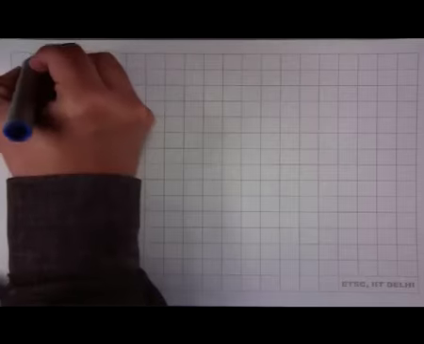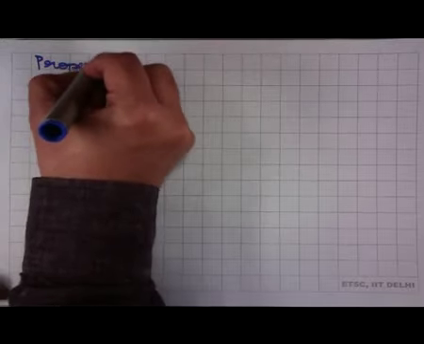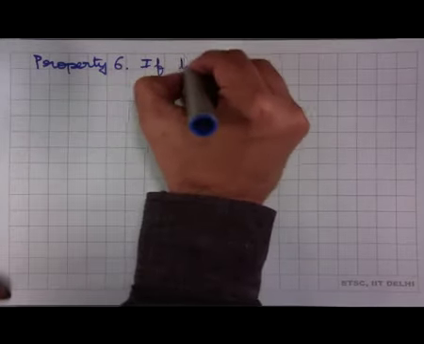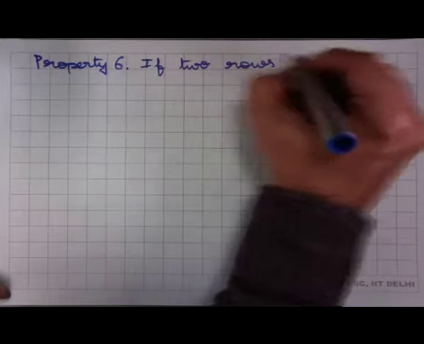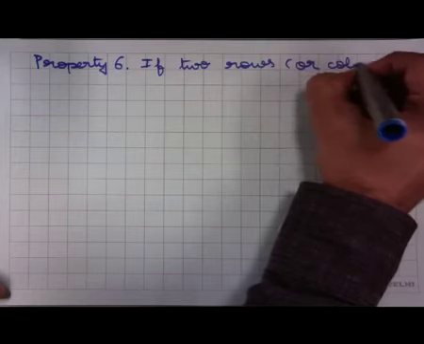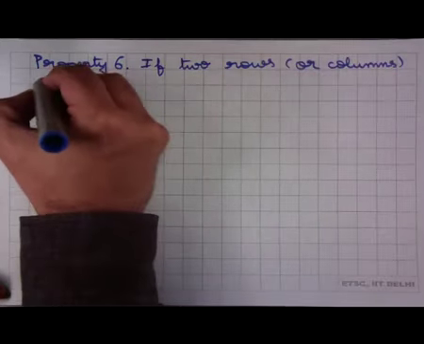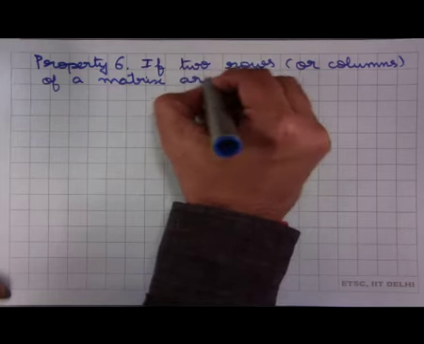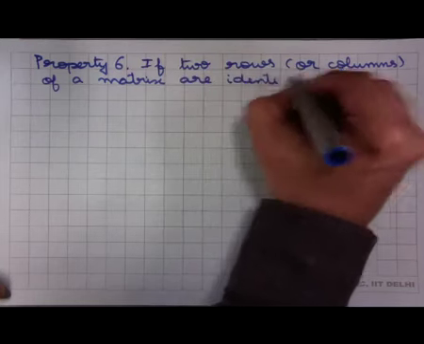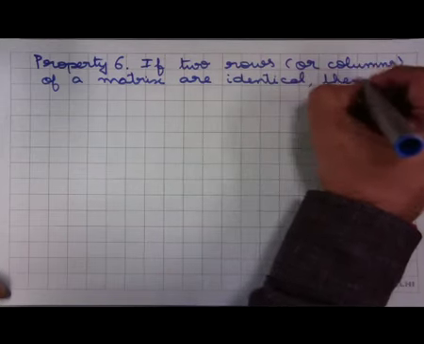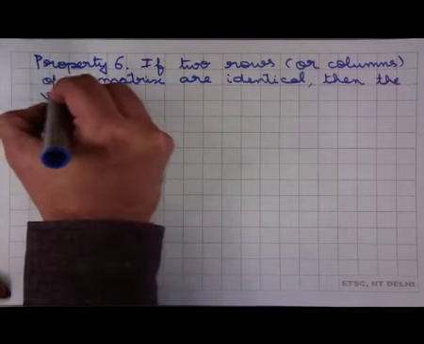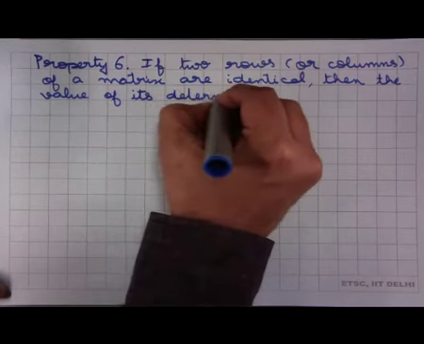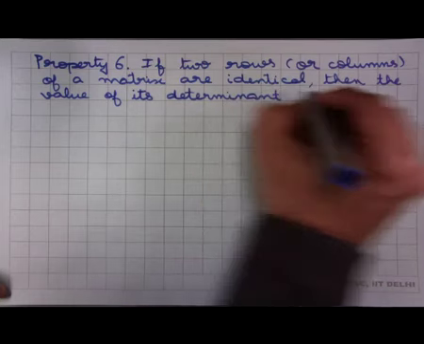So, property 6 is: if two rows or columns of a matrix are identical, so identical means that they are the same, then the value of its determinant is 0.